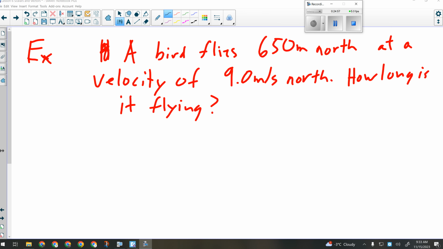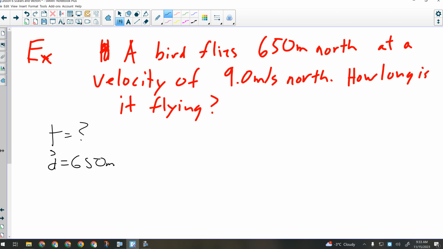Okay, so for this one here, we're looking for how long it's flying for. So we're looking for time, okay? They tell us the displacement, 650 meters north. They tell us the velocity, 9.0 meters per second north, okay? So for a bird, that's not really an unreasonable speed. In fact, it might be a little on the slow side, because they can fly, obviously, pretty quickly.